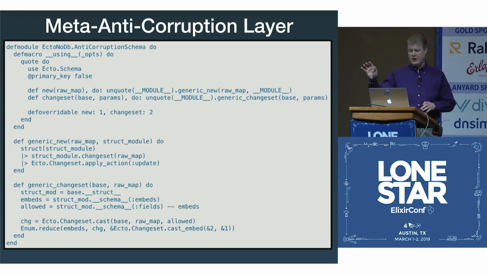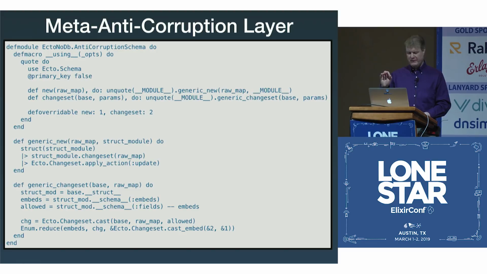So as most of you know, when you use a module, what that means is you're calling the using macro in that module, right? And what this is able to do now is inject code in that calling module. So our event performer venue, for example, is going to use Ecto schema. We're going to turn off primary keys because I said that was wise earlier, but I didn't bother with it in IEx. And then I'm adding 2 functions, defining a new and a changeset that basically are just wrappers that call the anti-corruption schema's generic versions of those 2 things.